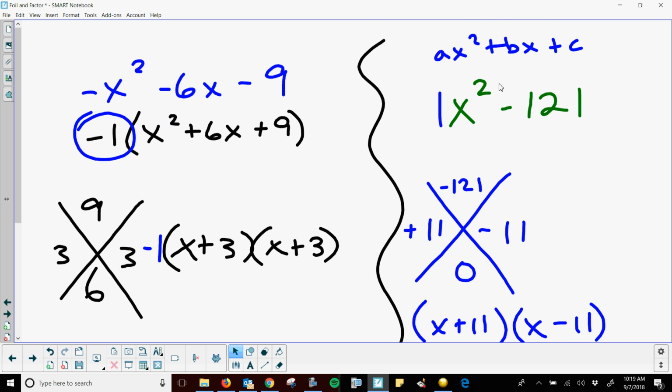Over here is a special case where we're actually missing our middle term, x squared minus 121. This is still a times c on top, but a missing middle term.